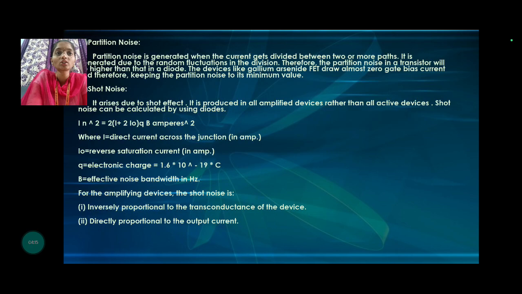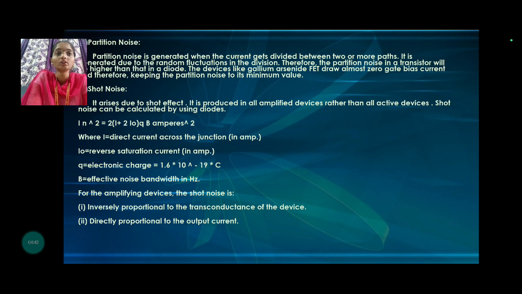Partition noise. Partition noise is generated when the current gets divided between two or more paths. It is generated due to the random fluctuations in the division. Therefore, the partition noise in a transistor will be higher than in a diode. Devices like gallium arsenide FET draw almost zero gate bias current, therefore keeping the partition noise to its minimum value.